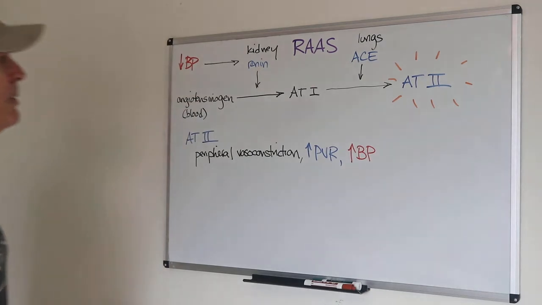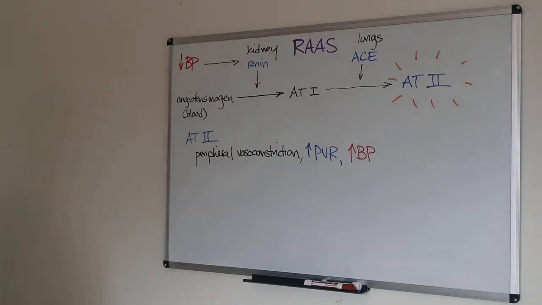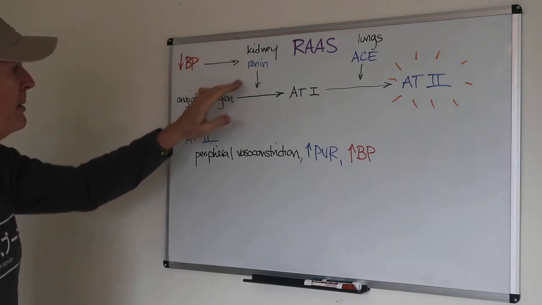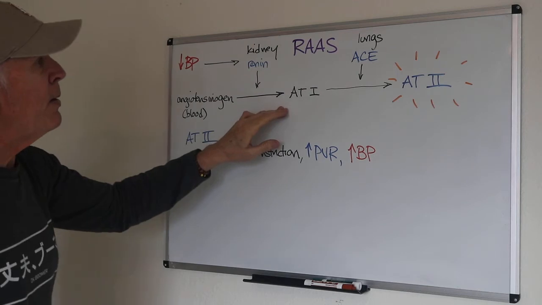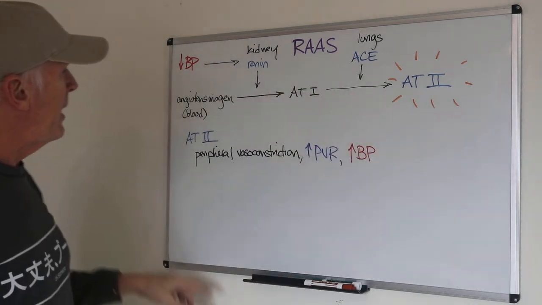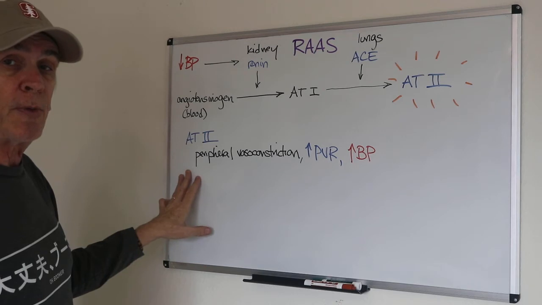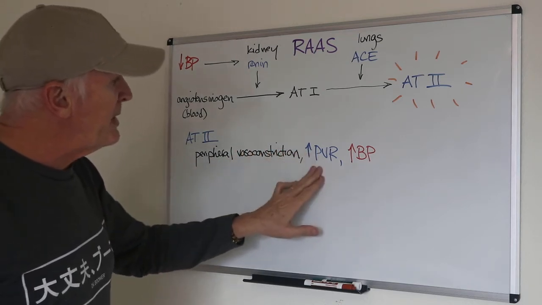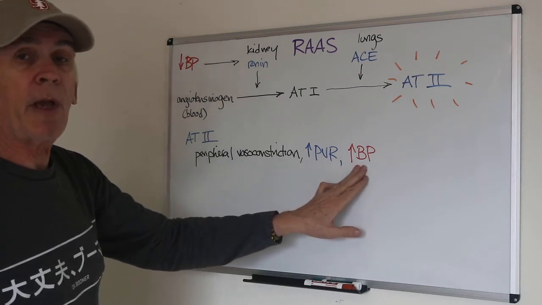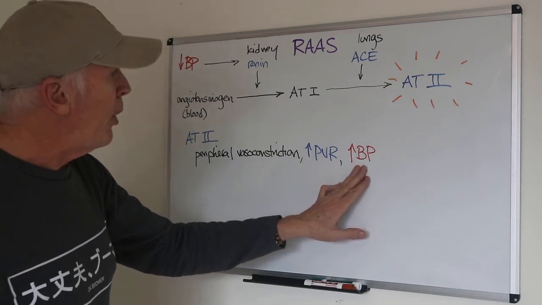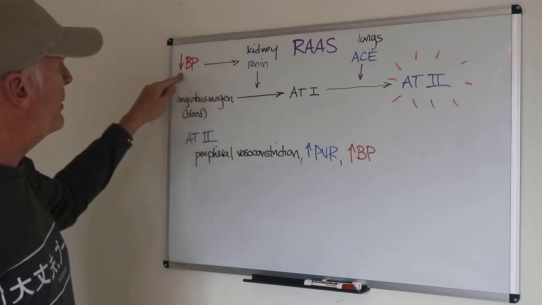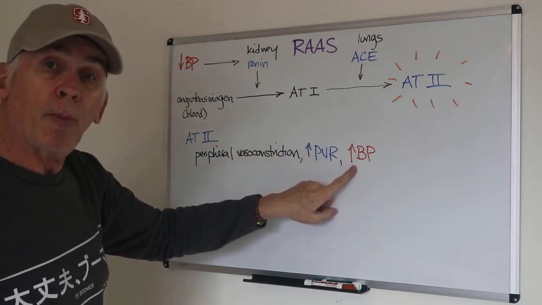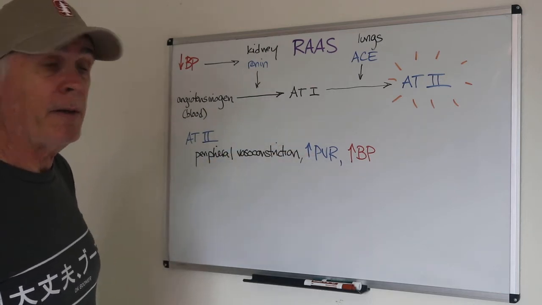So look at what we did here. Look at this cascade of events. This all started with a drop in blood pressure, detected by the kidney, which releases renin, turning angiotensinogen into AT1. It passes through the lungs, and ACE turns it into AT2. AT2 then acts directly on peripheral blood vessels to cause peripheral vasoconstriction, increased peripheral vascular resistance, and blood pressure has gone back up. Classic negative feedback loop. Homeostasis. We started with a drop in blood pressure, and through a series of events, we have now made blood pressure go up. Is that the cat's ass or what, huh?